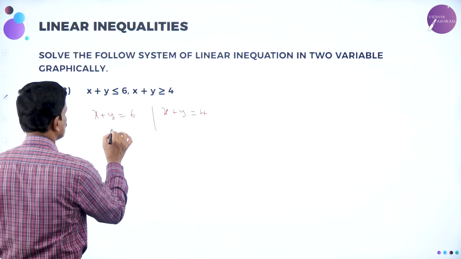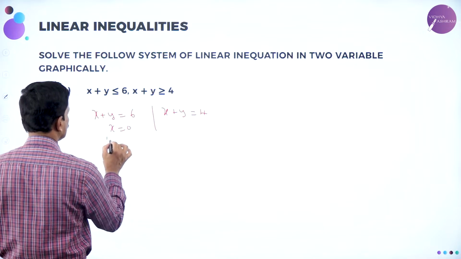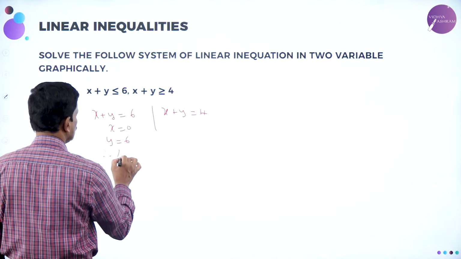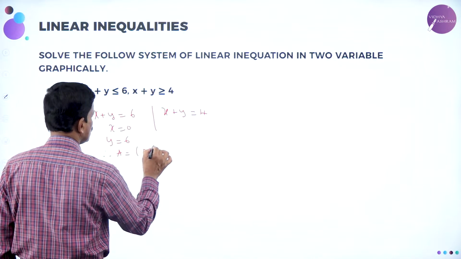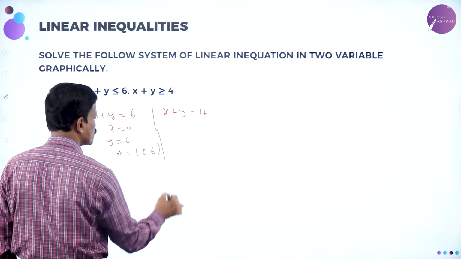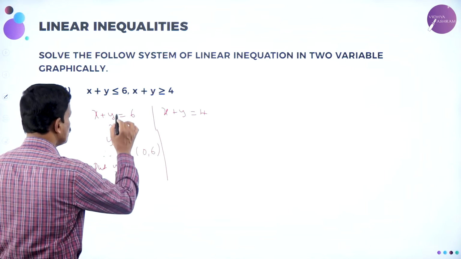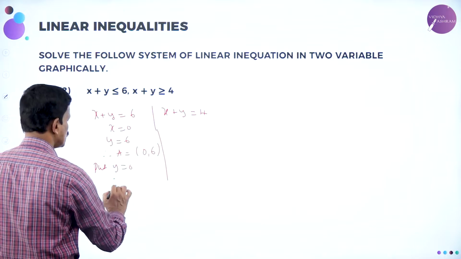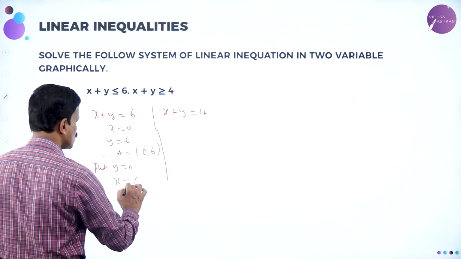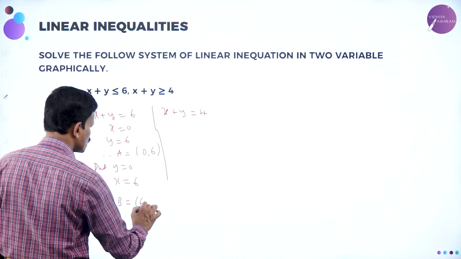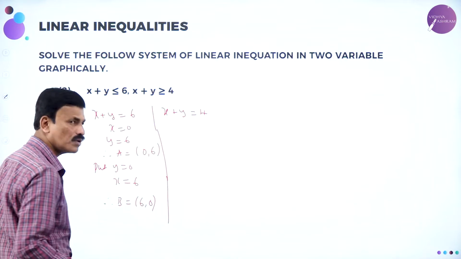Now let us put x is equal to 0. Then this becomes 0 plus y is 6, so let us consider 0 comma 6 as the first point. Similarly, put y is equal to 0 in the same equation. You will get x plus 0 is equal to 6, x is equal to 6. Therefore, the other point is 6 comma 0. These are the 2 points.